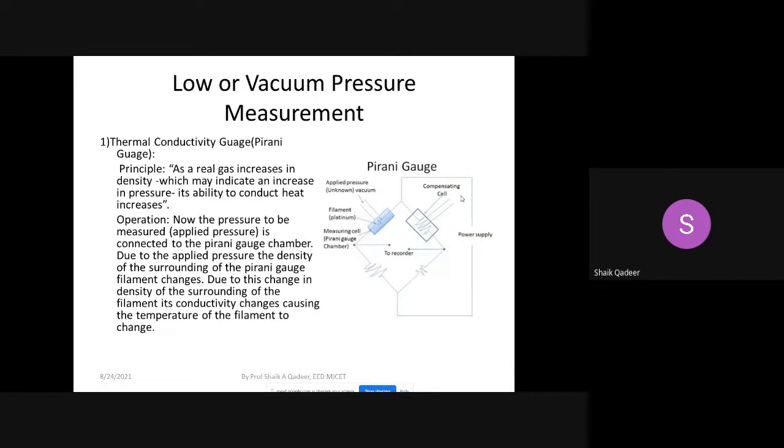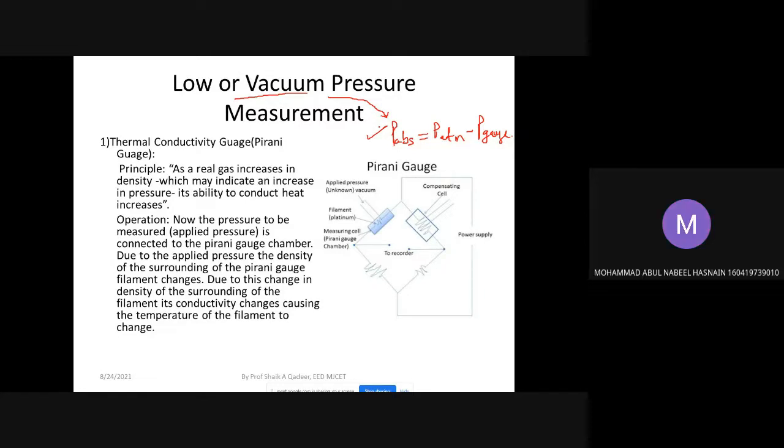Now I'm moving to low pressure measurement. We have seen that absolute pressure can be calculated using this formula: atmospheric pressure plus or minus gauge pressure, right? So for low pressure measurement, we use this formula: absolute pressure is equal to atmospheric pressure minus gauge pressure. Please make a note of it. Hope it is clear to everybody.